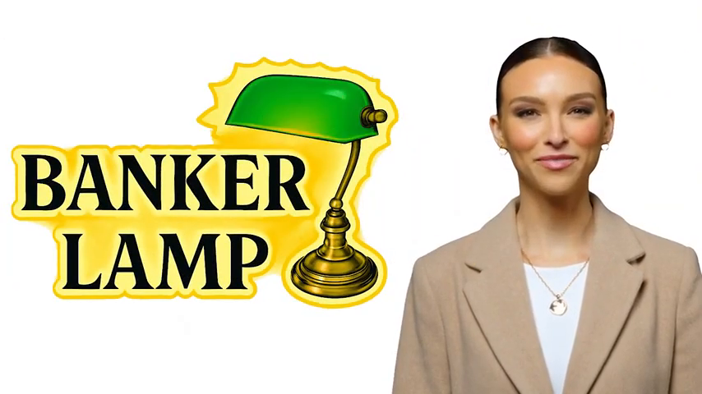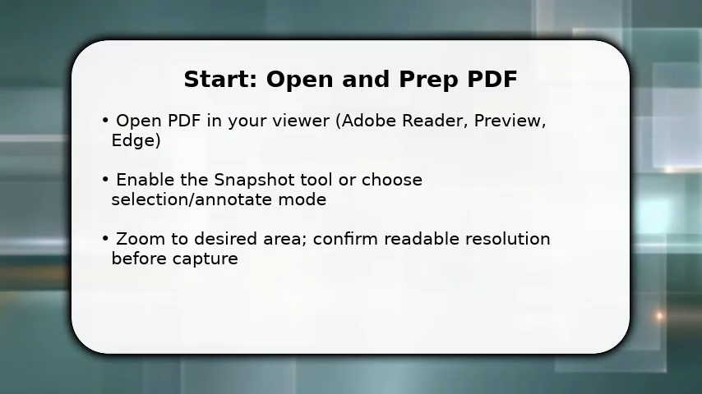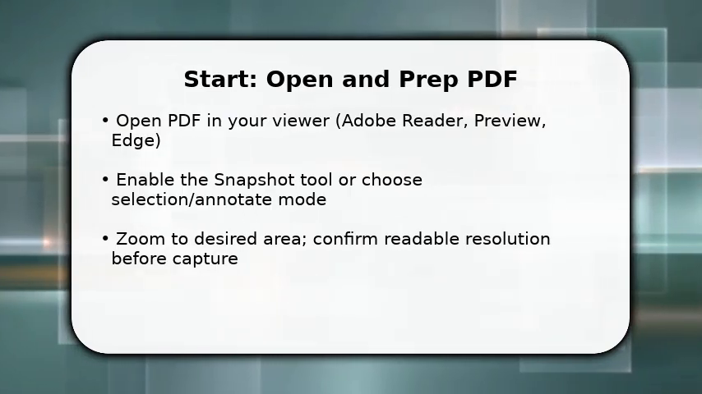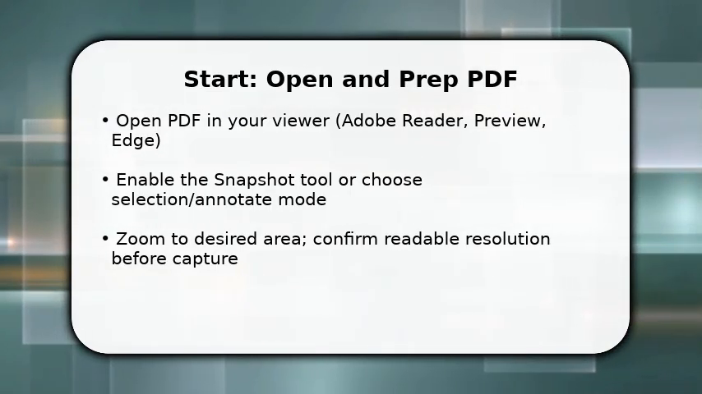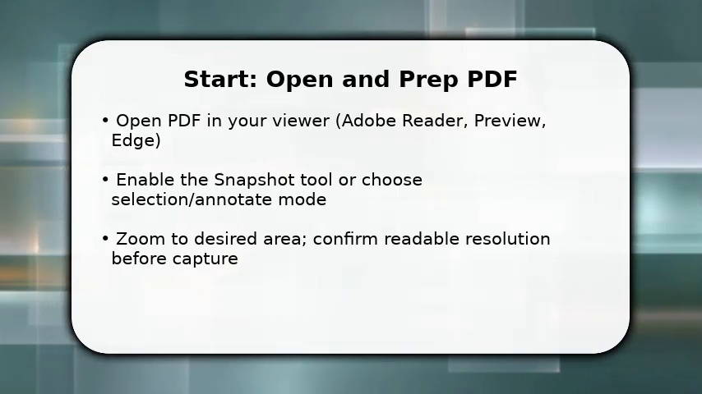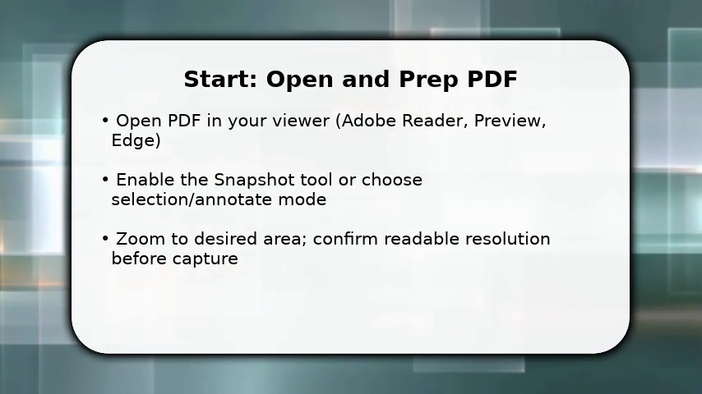You've opened the file and you're ready to capture a region. Start by selecting the Snapshot or Selection tool in your PDF app. If you're in Adobe Reader, choose Edit, Take a Snapshot. On Mac, use Preview Selection.